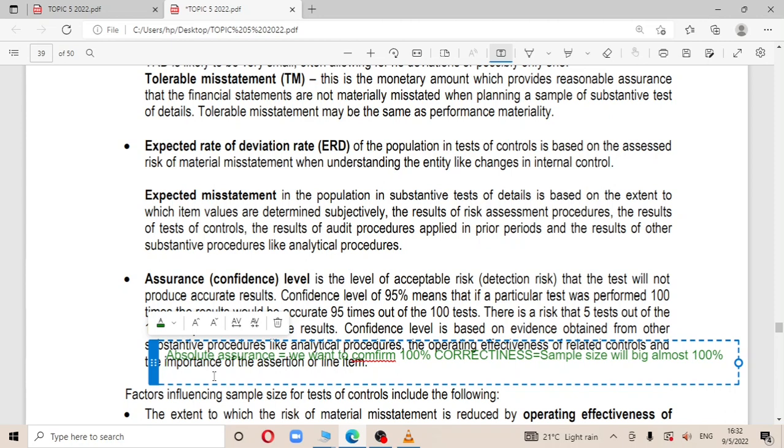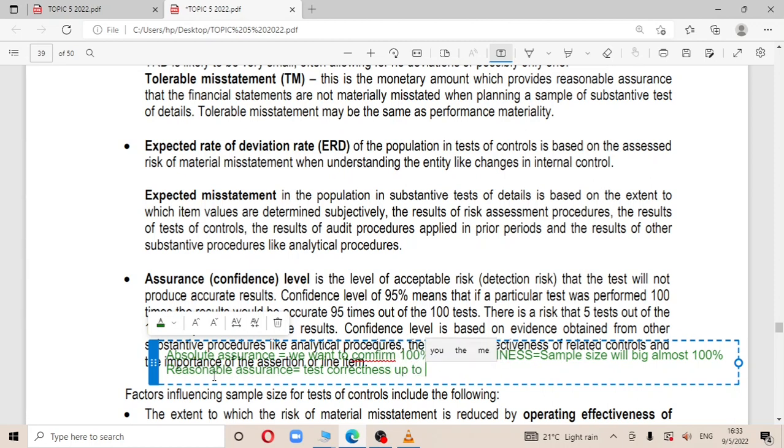So assurance levels, what do we want to achieve? The confidence level we want to achieve. Confidence level means which level of correctness do you want to test? Do you want to test 100% correctness, 95% correctness, 80% correctness? So if I want to test 100% correctness, I will audit 100% of my sample. If I want to test 95% correctness, I may have to audit even less than 95. You get it? So the level of assurance can also determine how much sample you want to select.